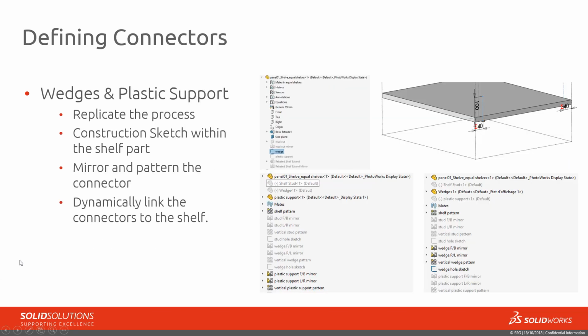Okay, so as we mentioned with your wedges and your plastic supports, the process is replicatable. So we just need to consider whether there's any sketches or features needed inside the environment of the panel themselves, just as we have done in that environment there. Then consider whether the connectors need patterning from left to right, front to rear, just as they have done in the remaining examples. And then dynamically linking those connectors to the shelves. So as the shelf updates in terms of their instance count and the spacing, then likewise the connectors will also update.